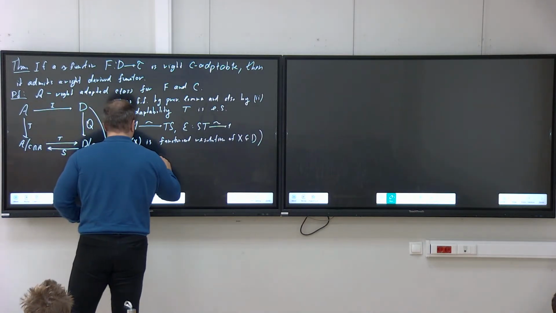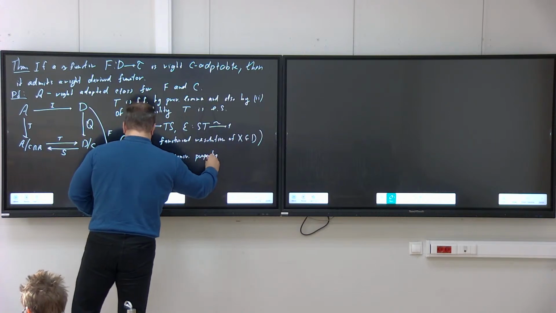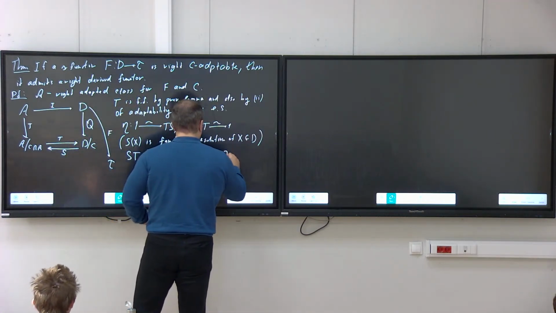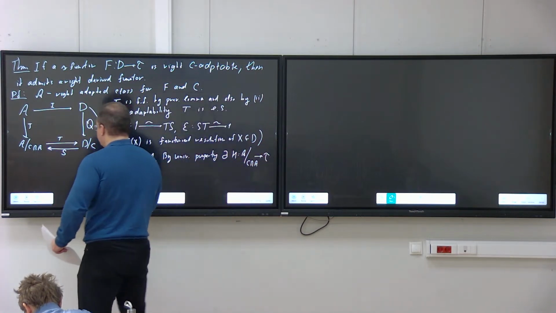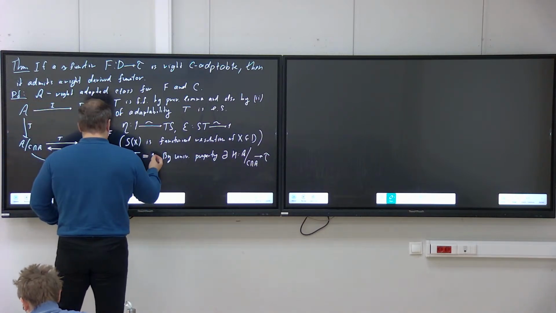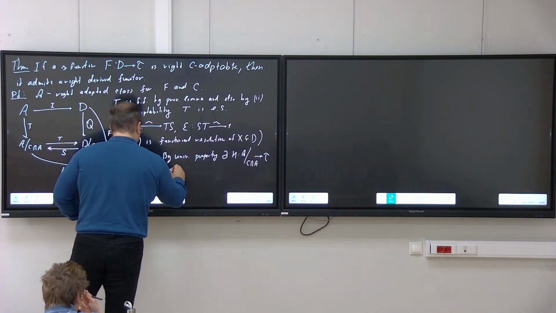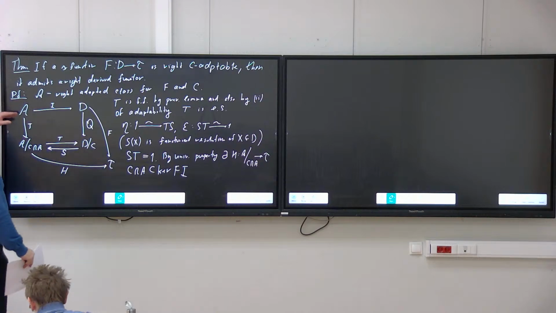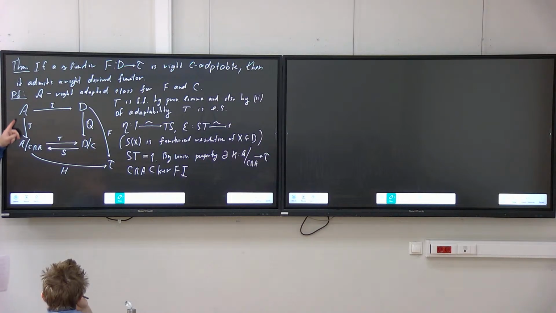Then I want to use the universal property of the quotient, so there is a functor H from A to the quotient of C intersect A to the T. So there's a functor H somewhere here. First of all, this exists because the intersection of C and A is contained in the kernel of the functor F composed with phi. This is condition 1 of the adaptability, that the intersection of C and A is in the kernel. Hence, by the universal property of this quotient functor, there is H.